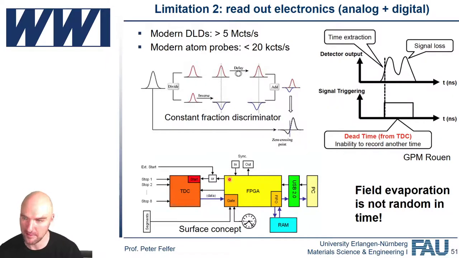And the limit here is that our time to digital converters also have a reference frequency, typically 200 megahertz these days. 200 megahertz translates to 5 nanoseconds, and they can usually only take one signal per clock cycle. So one signal per 5 nanoseconds. This is the second downside of most current systems. But this is essentially the limitation in terms of multi-hit capacity of our atom probe detectors these days.